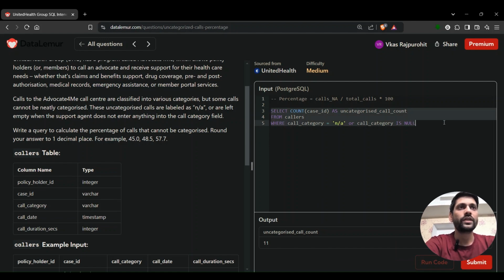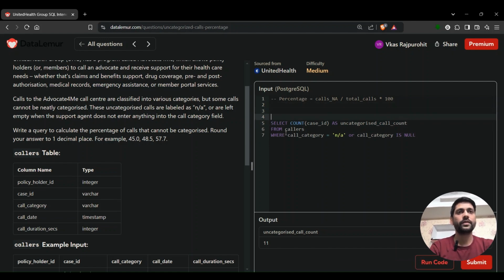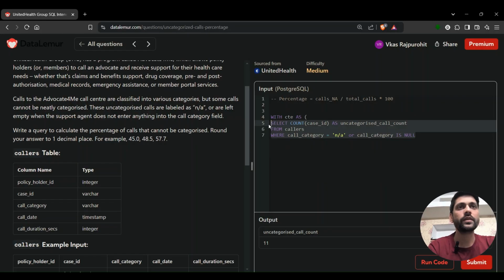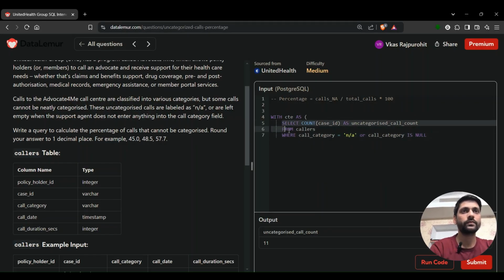And let's write this in a CTE. It is always a good practice to write your subqueries with CTE. It is more readable and reusable, but it works for the current script only. A CTE is nothing but just a table name. So we'll give this table name as uncategorized calls. Here we are getting the count for the uncategorized calls, and I will just close the bracket.